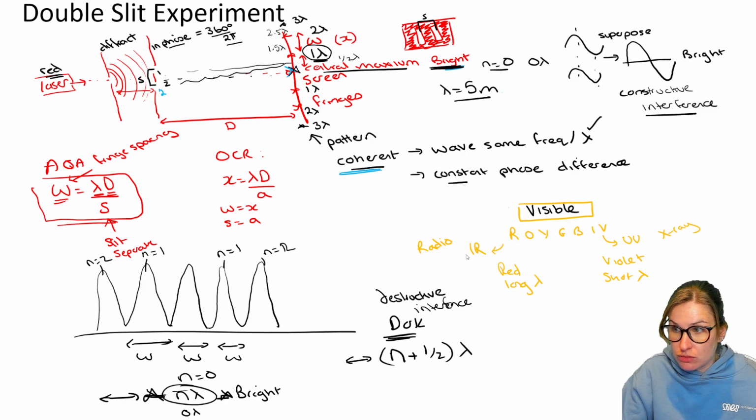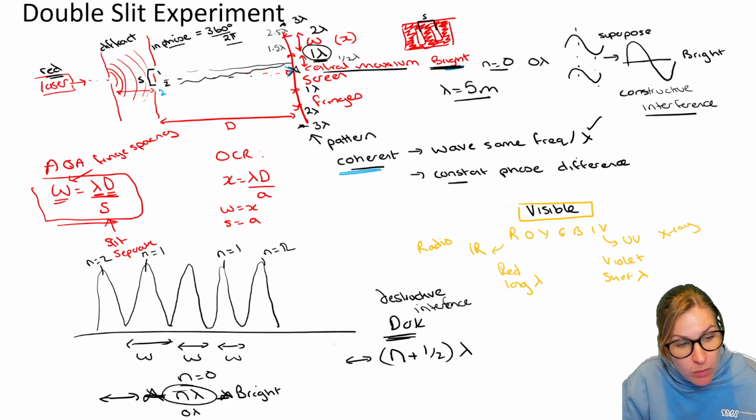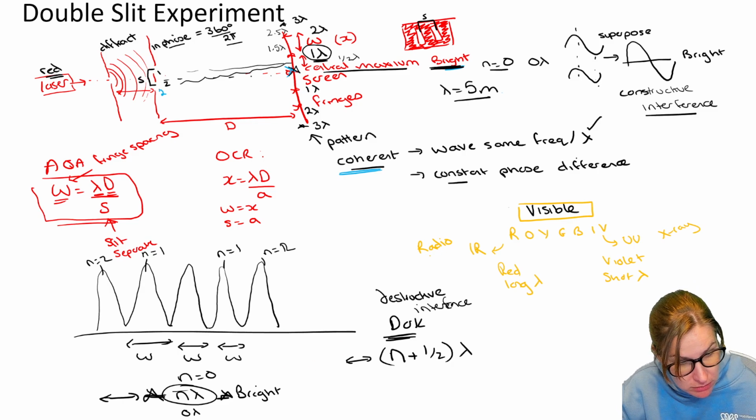So let's say I want to change from my red laser light into my violet laser light. So if I just get my pen. So yeah, sorry. Where is my pen?